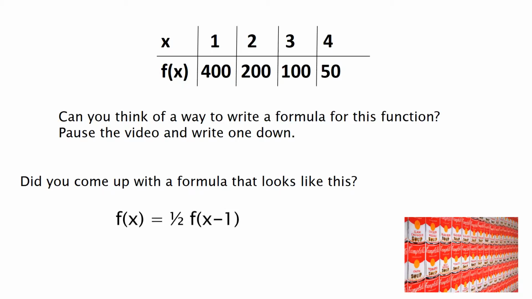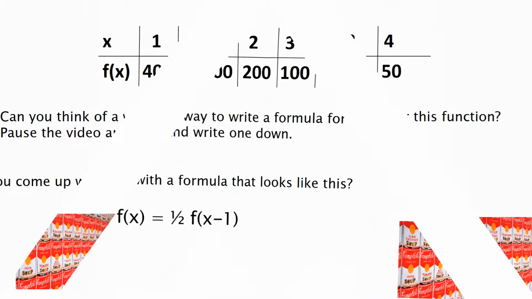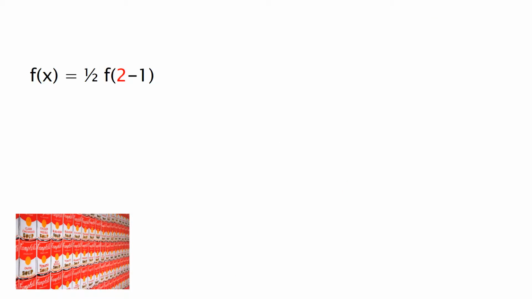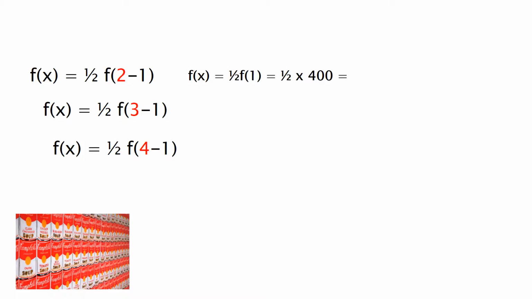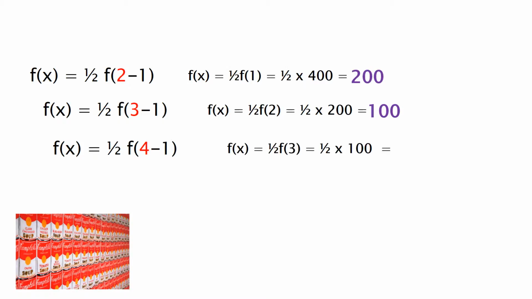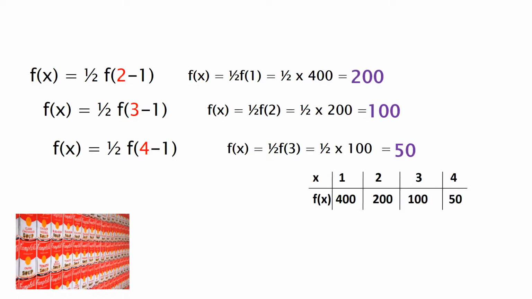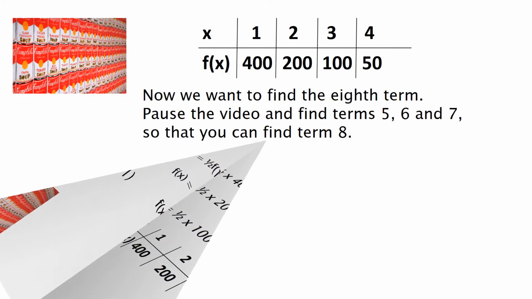Notice that x minus 1. That means we're dependent on the previous term. If we input 2, 3, and 4, the resulting math shows that we get the correct outputs of 200, 100, and 50. And it matches our table.